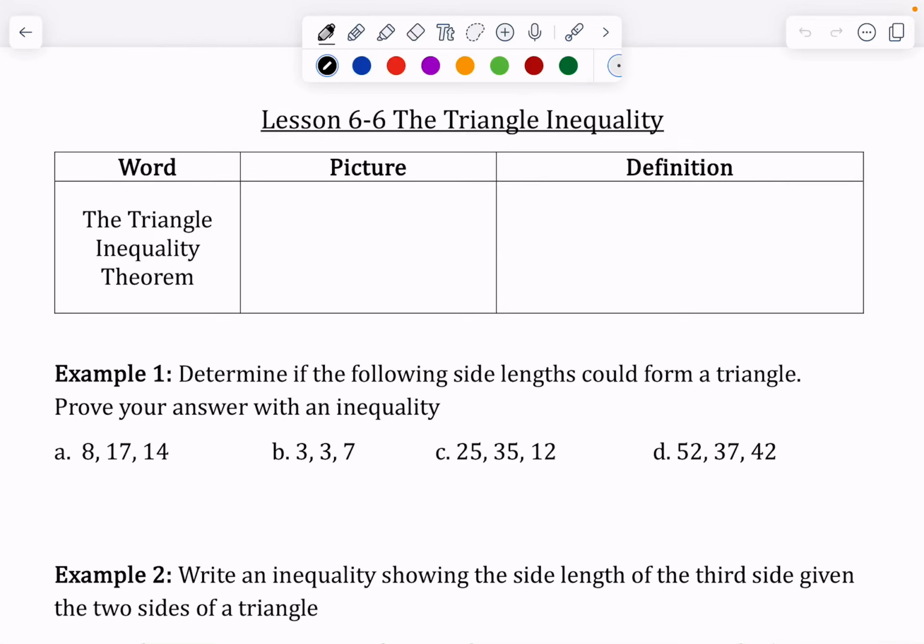So after you did that discovery activity on the computer, you should have figured out what the triangle inequality theorem is. If you didn't, here it is, okay? The sum of the lengths of any two sides of a triangle must be greater than the third side.